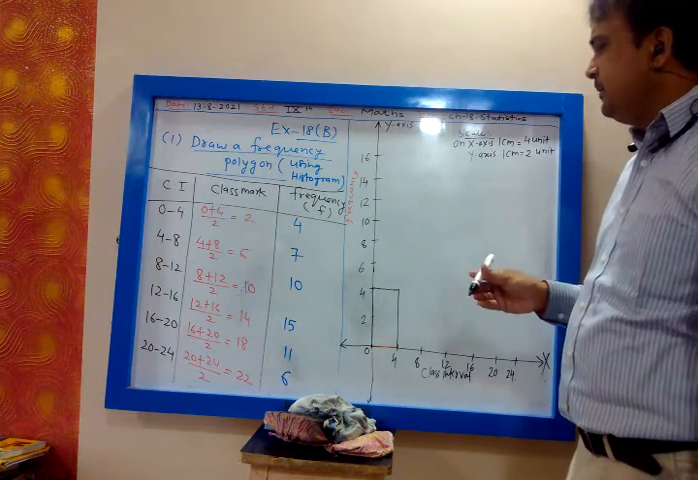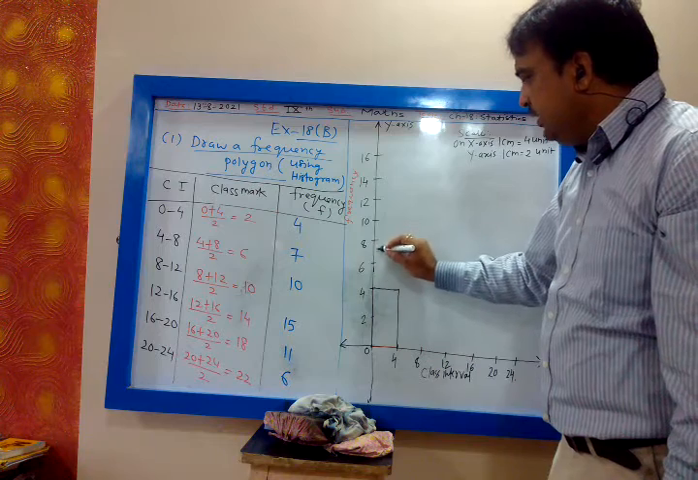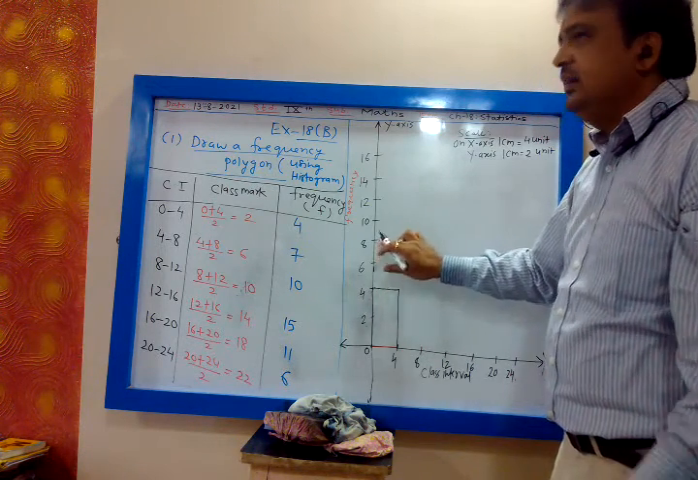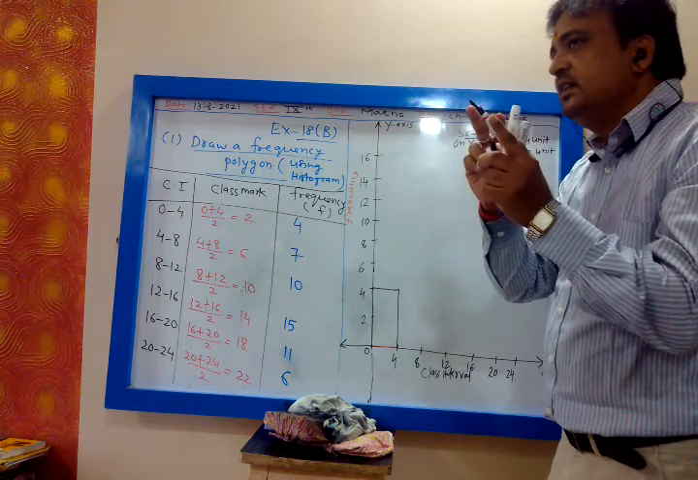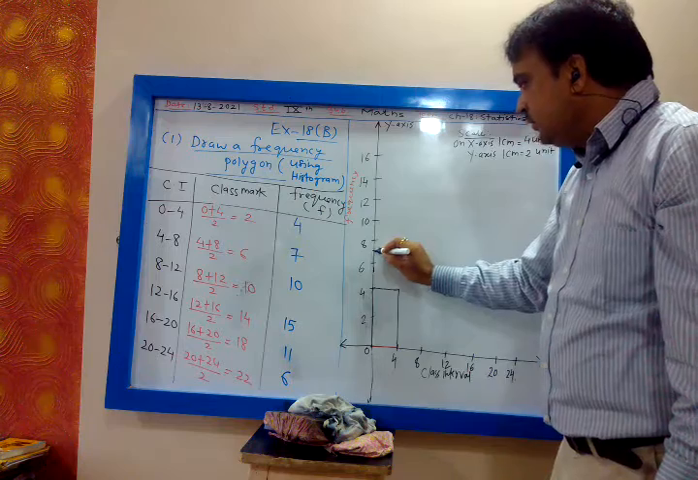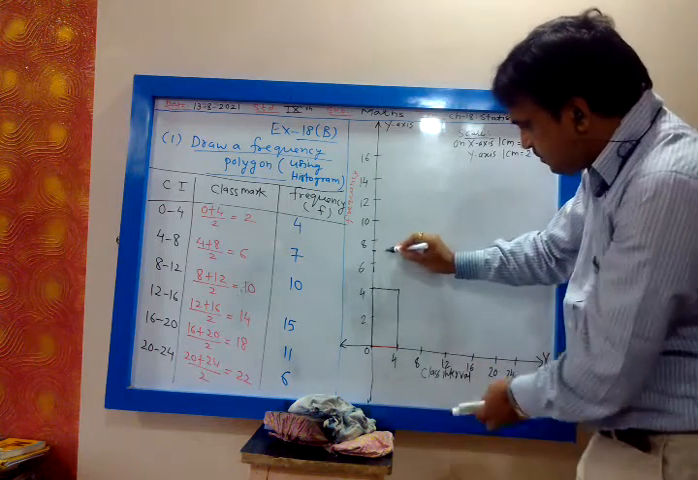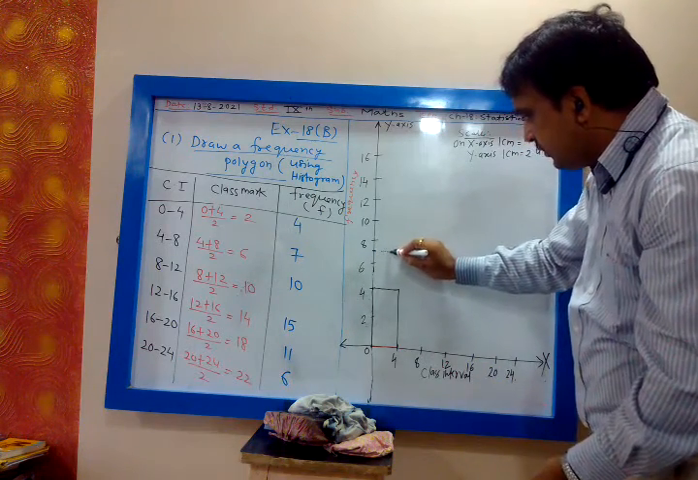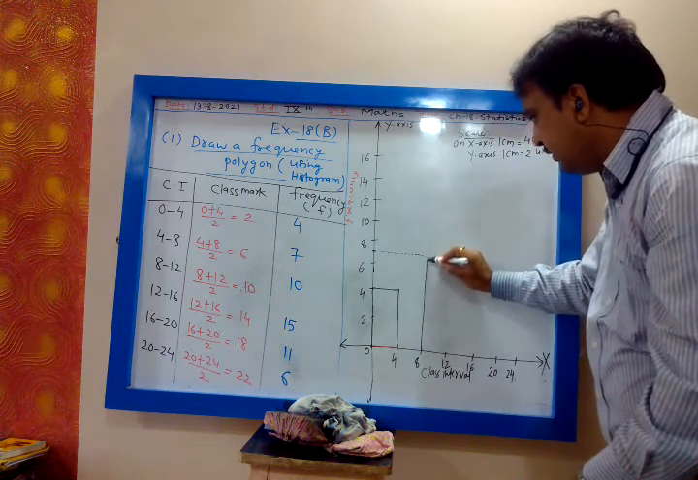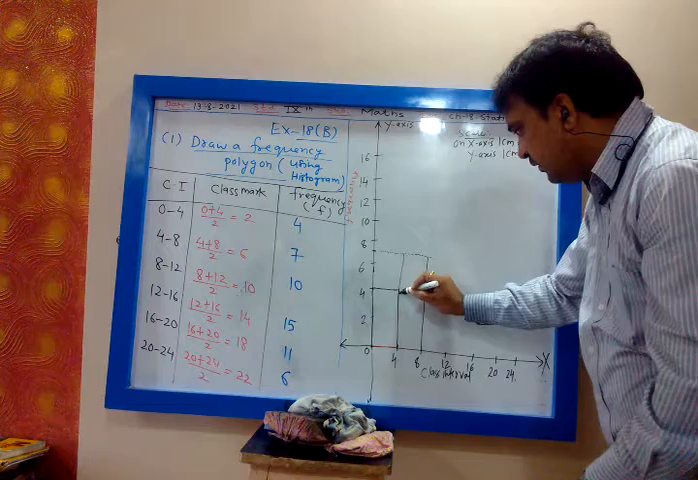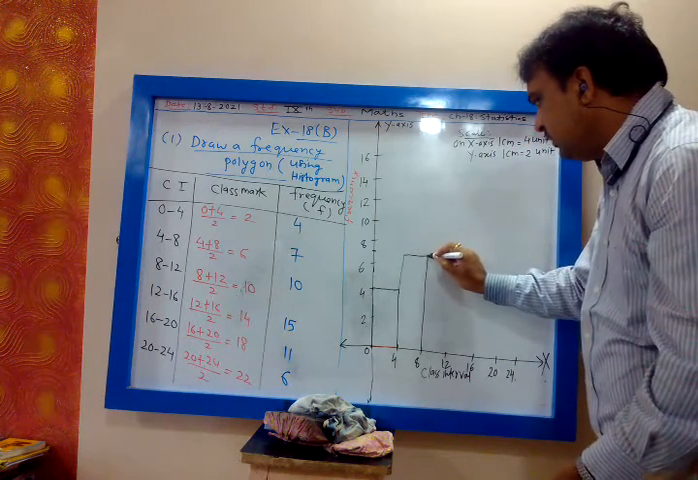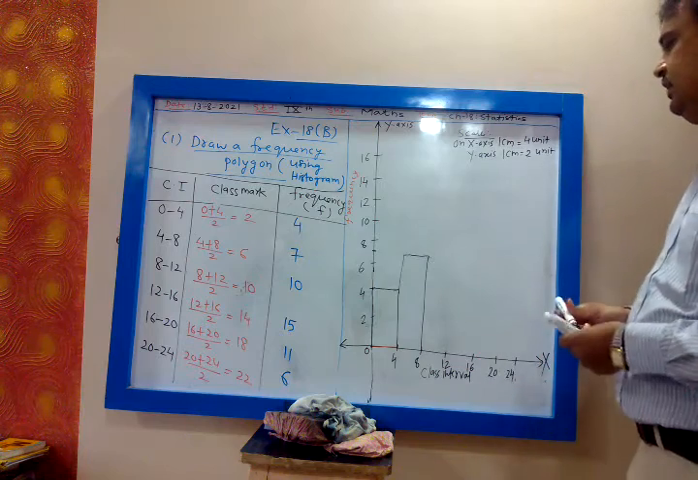Where will 7 be? Tell me. Between 6 and 8 there are 10 small lines. So the fifth line will be my 7. So you keep the scale horizontally and draw a dotted line, and 4 to 8. Then we join and erase this part. This is 7.